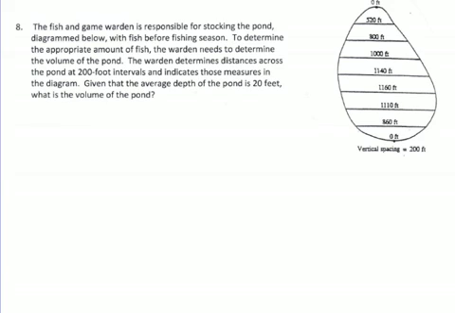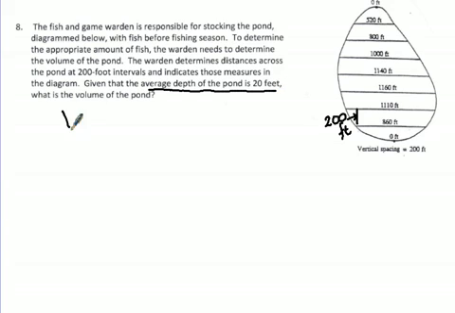Final question. The Fish and Game Warden is responsible for stocking the pond diagram below, or in this case to the right, with fish before the fishing season. To determine the appropriate amount of fish, the warden needs to determine the volume of the pond. The warden determines the distances across the pond at 200-foot intervals. So that means the distance between each of these intervals is 200 feet. And those distances that he's measured are in the diagram. He knows that the average depth of the pond is 20 feet, and we're asked to calculate the volume.